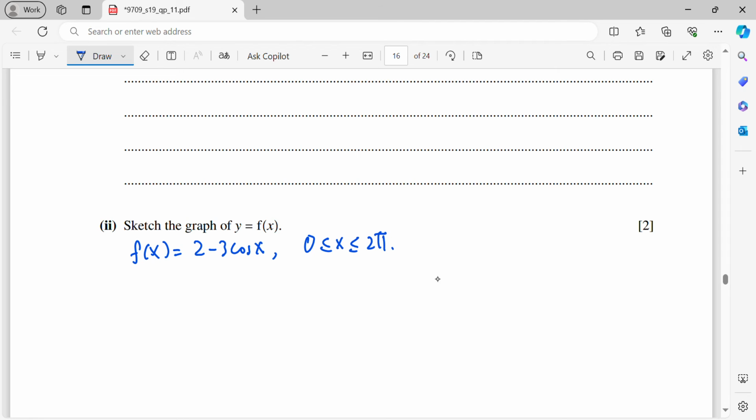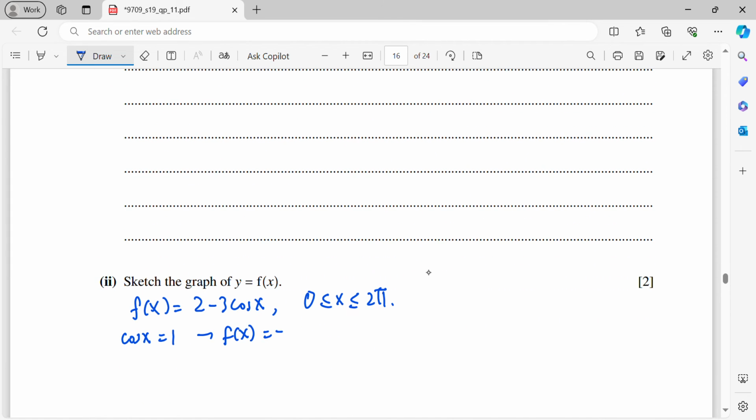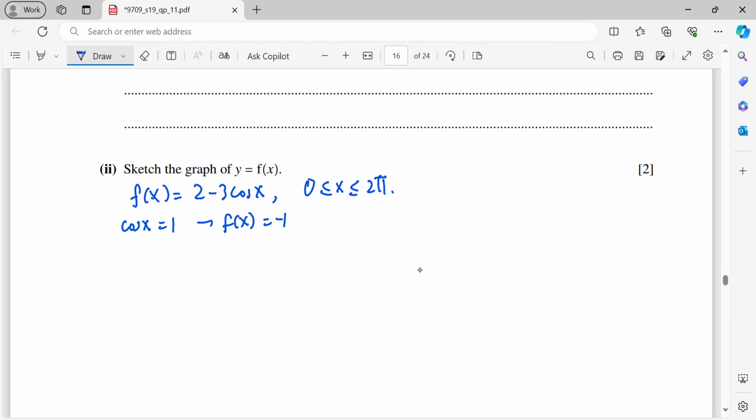Right. Now, when cos x is 1, f(x) is minus 1. And when cos x is minus 1, f(x) is 1. For your information, if you sketch a cos graph, when it is minus 1, that means it happens at pi. Here is 2 pi.